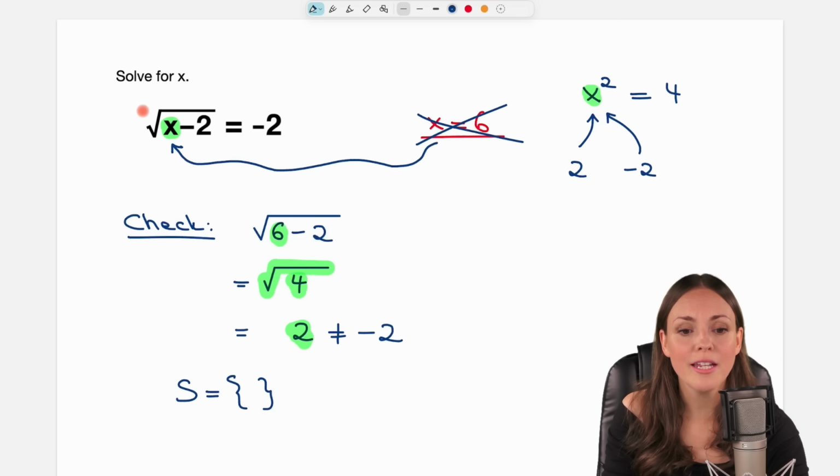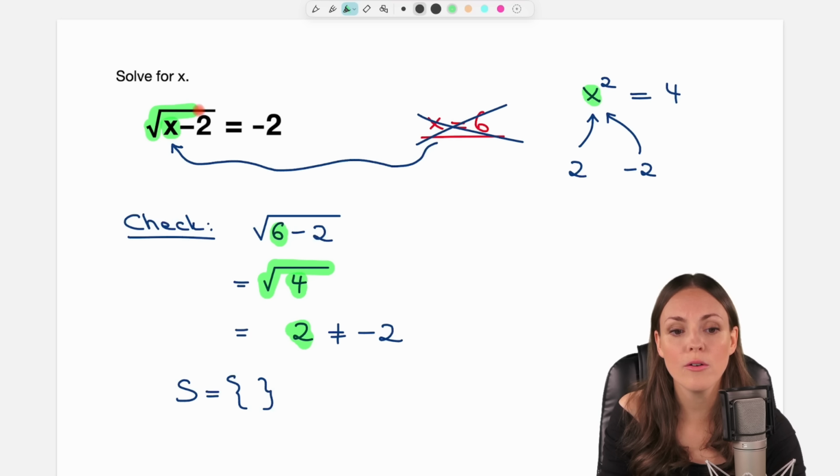And some of you might have seen this from the very beginning, that we have the square root of something, and they tell us this should be negative. This is not possible. The square root of a number is always positive. That's why this equation has no solution.